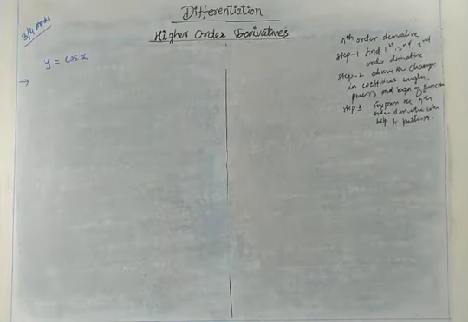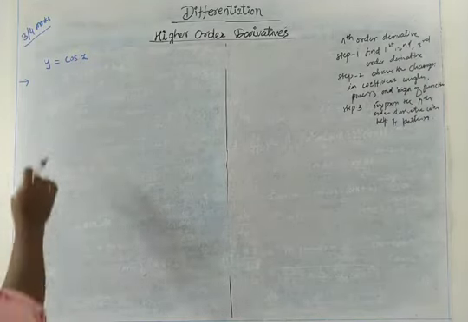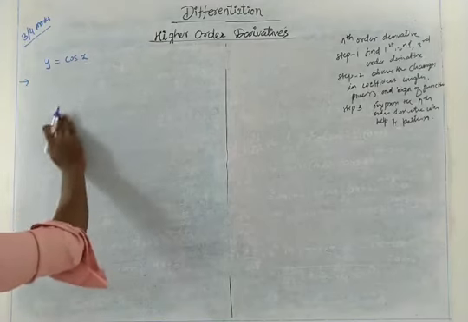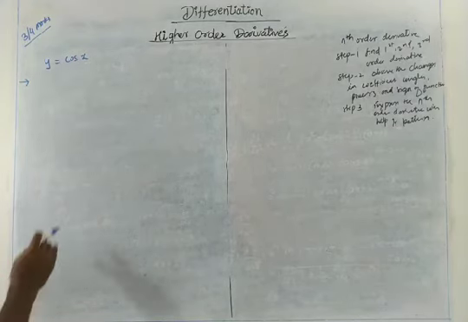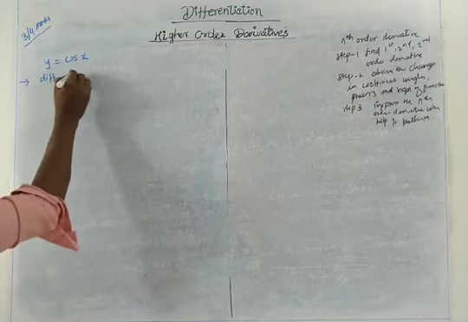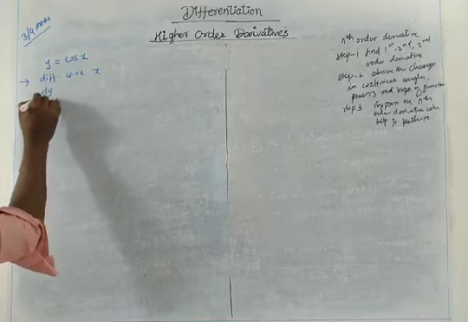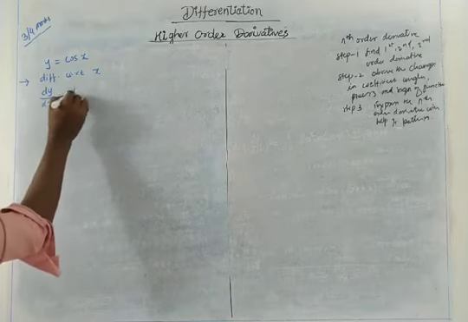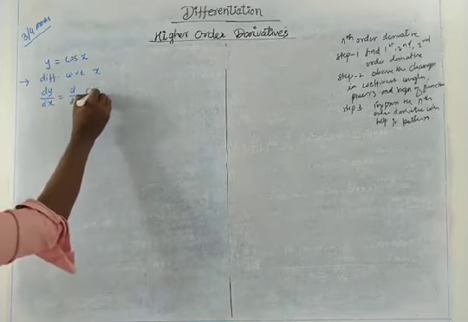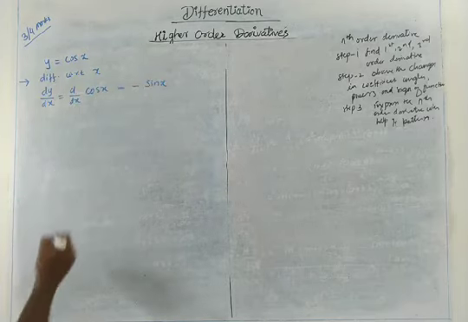Okay, so last example of today's lecture, y is equal to cos x. So we have to find the nth order derivative of y is equal to cos x. So start with differentiation. First we will compute the third order derivative. With respect to x, we will get dy by dx is equal to d/dx of cos x, and the derivative of cos x is minus sin x.